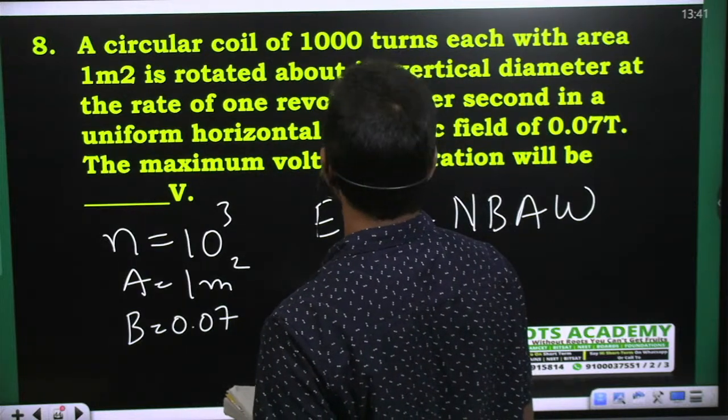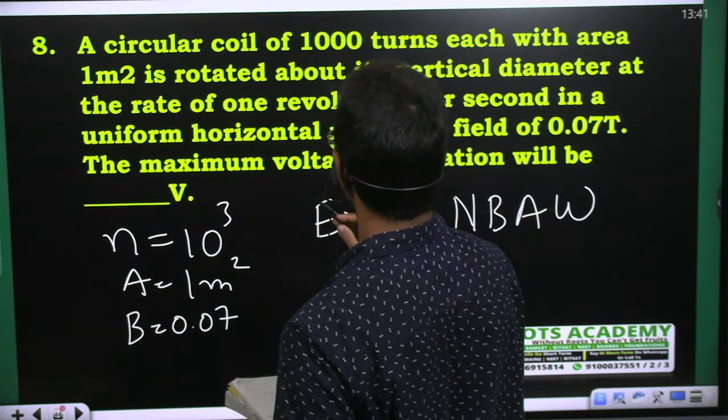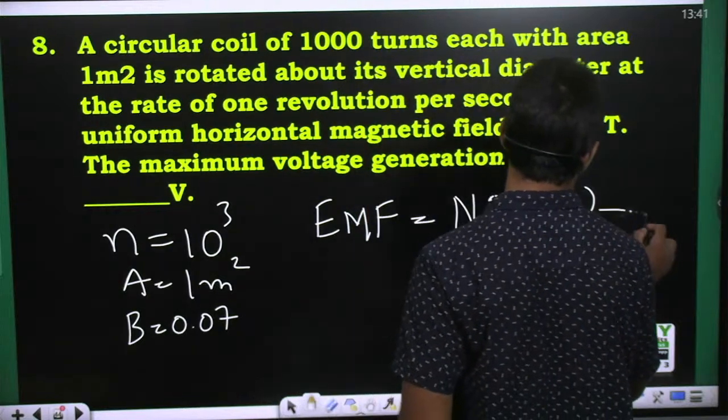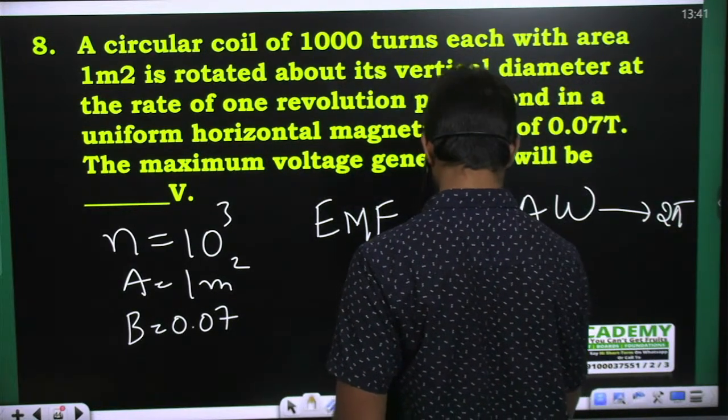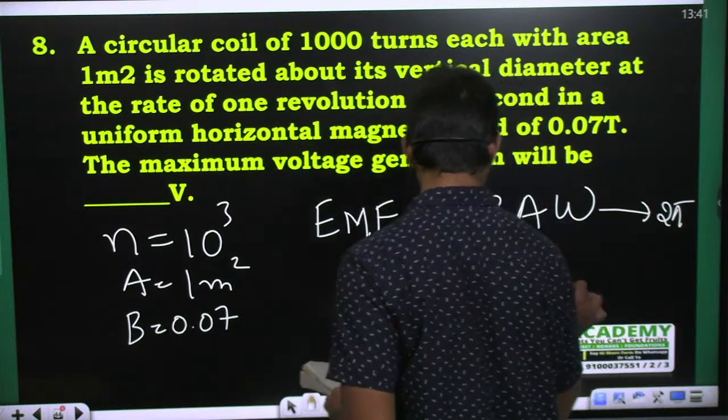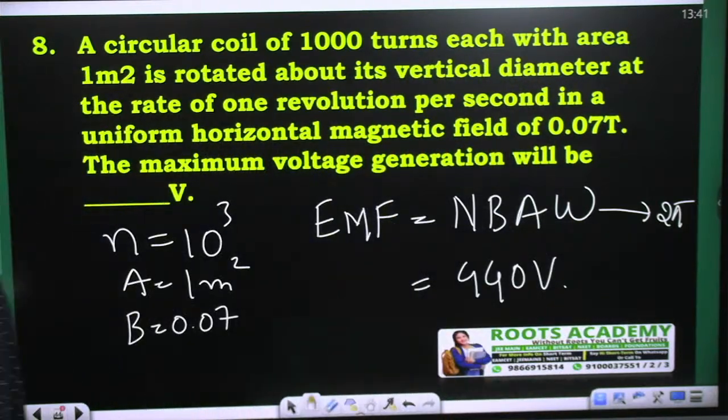What is this omega? 1 revolution per second. Omega is equal to 2 pi. So we get 440 volts, straight formula. See, basic fundamental questions are asked.